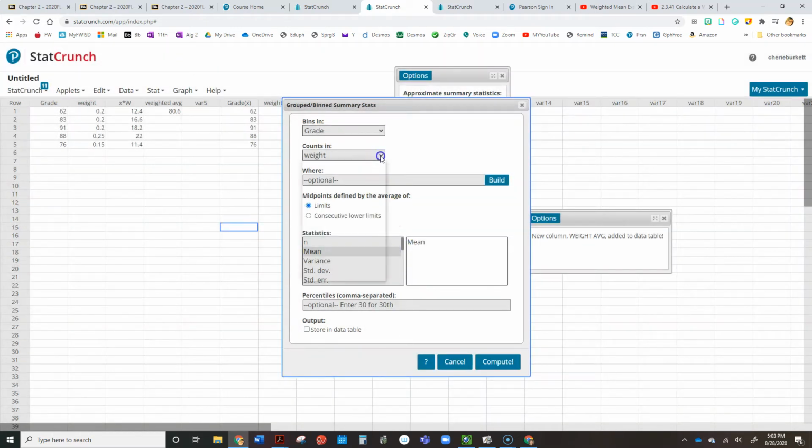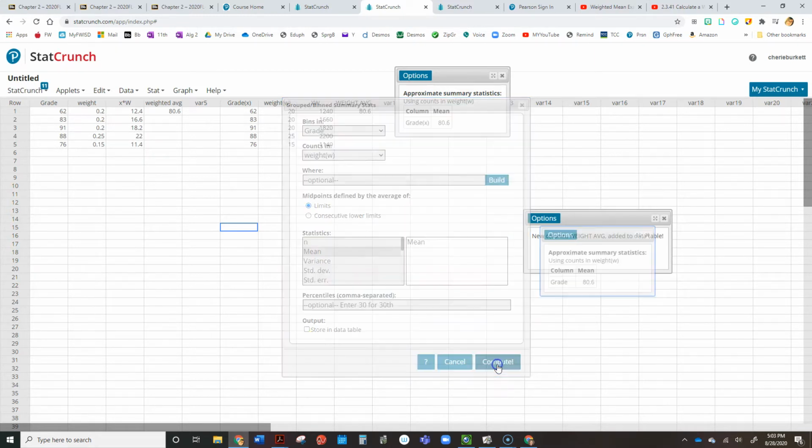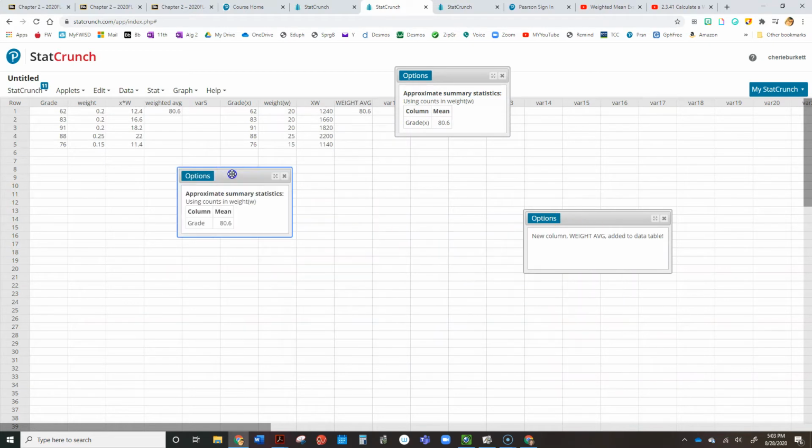So you say okay, and then you change that to whole numbers, and then tell it you want the mean. It'll compute it just fine. Okay. So just be careful about StatCrunch and that.